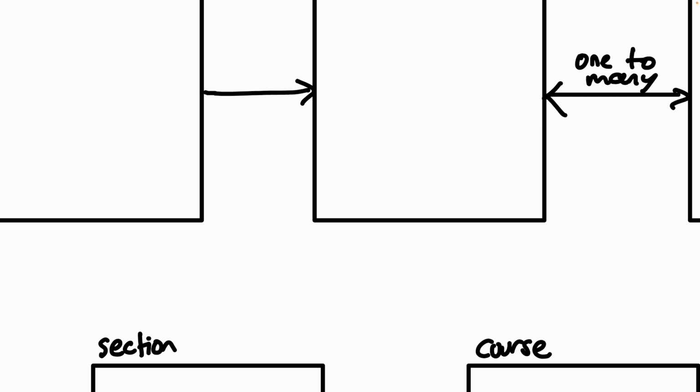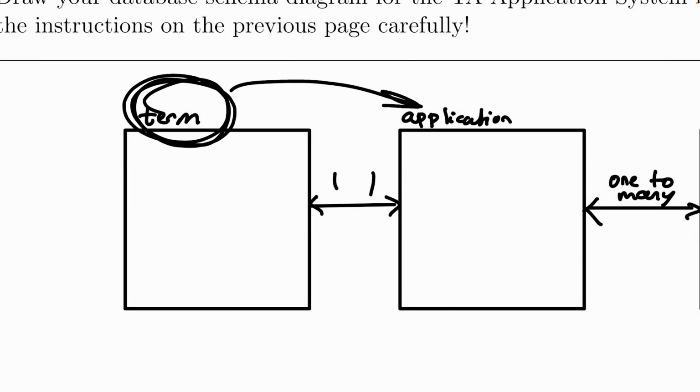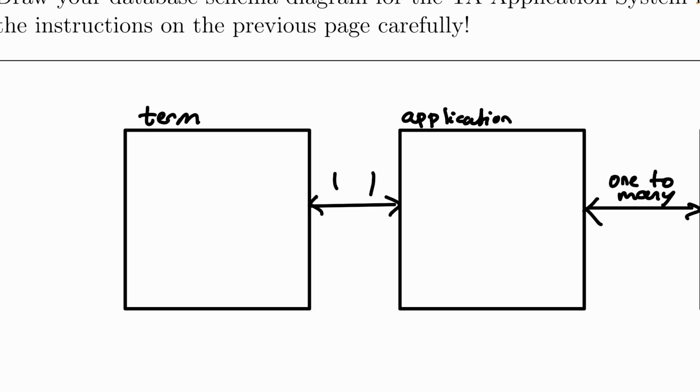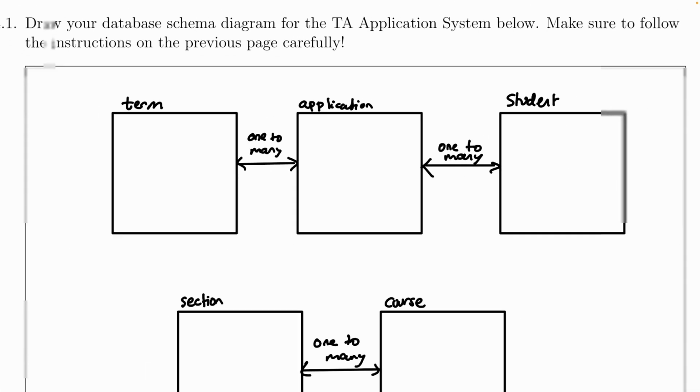Now, it is important to think about this, and it might be tempting to put a one-to-one here, but if we put a one-to-one relationship, of course, we're saying that for every term, there's only one application, which is not necessarily the case. Of course, the CS department probably gets hundreds of applications. So this would be a one-to-many, where for every term, you have many applications, but every application is valid for just one term. So that might be a good connection, one-to-many.